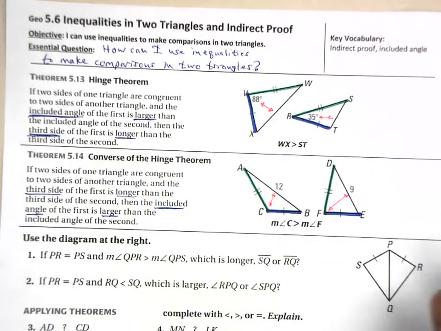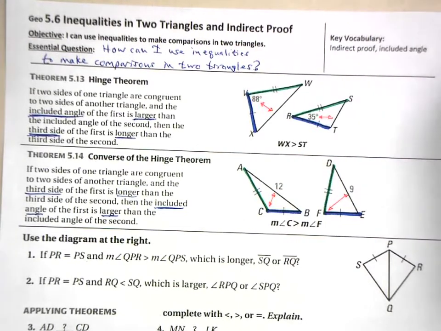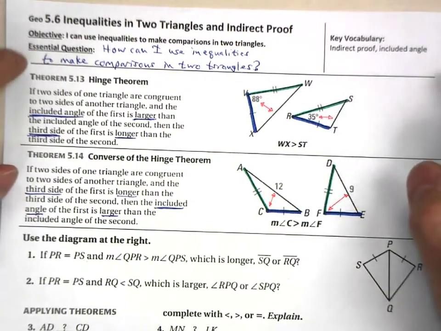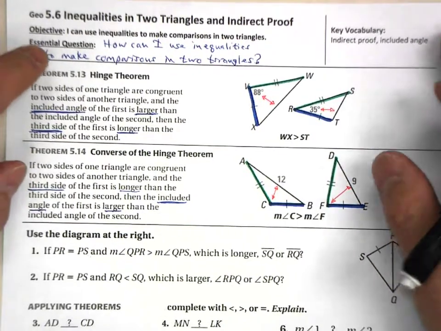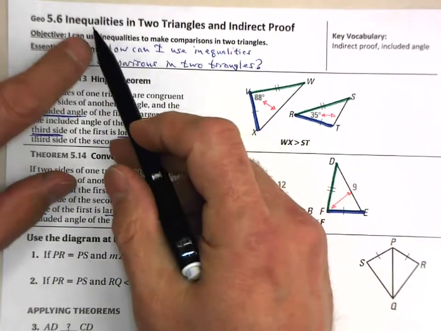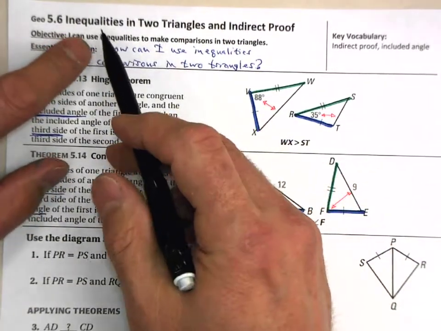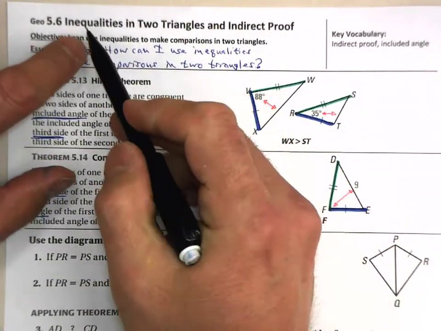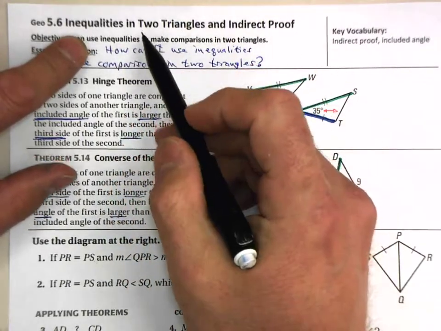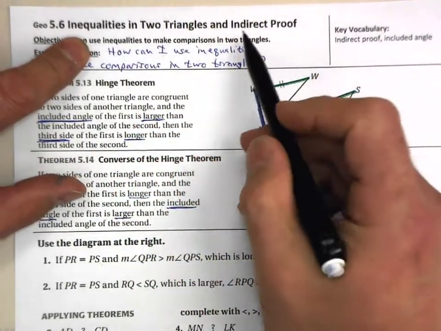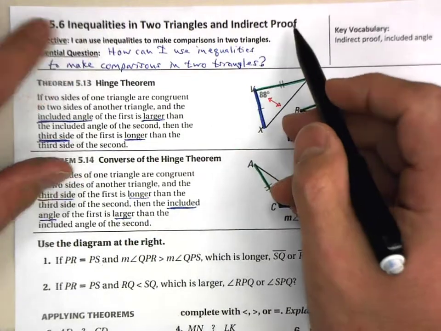Welcome to 5.6, the last section in Chapter 5. Woohoo! We are moving along. And in fact, you will see that this section is rather short and simple. Short and sweet. Inequalities, greater than or less than. That's what you think of when you see inequalities in two triangles and indirect proof.